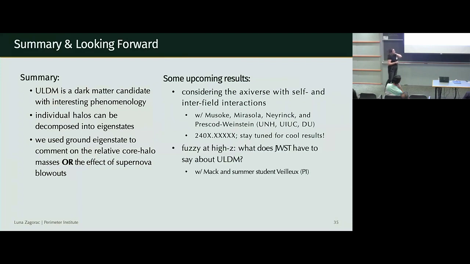I'm also considering what these JWST observations of early halos have to tell us about ULDM, meaning does that fuzziness of the ULDM that causes dynamical heating potentially push these halos out of our observable band, and can we put constraints on ULDM from that? And so that's with Katie Mack at PI and our summer student Nikki Veyu that actually just sent me a very exciting email today, so that's going well.